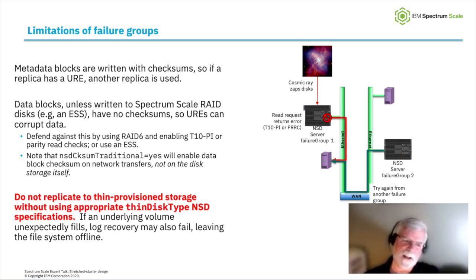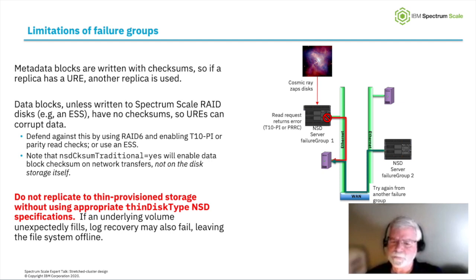This is one of the advantages of using the Elastic Storage System or Erasure Code Edition, where you have Spectrum Scale RAID and you have the end-to-end checksum even on your data. So then even if something were to corrupt what was on disk, we would always detect that with that checksum and be able to use our redundancy to recover the data.